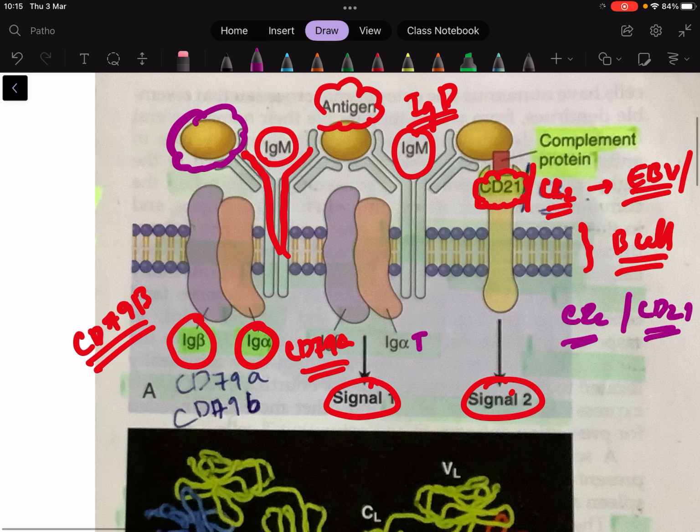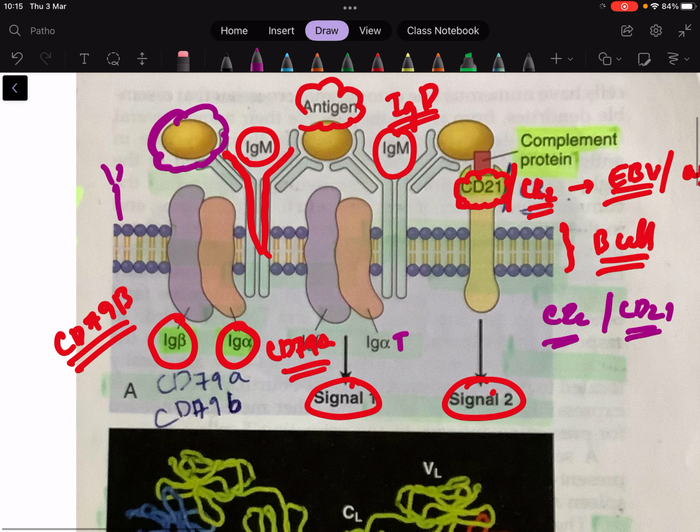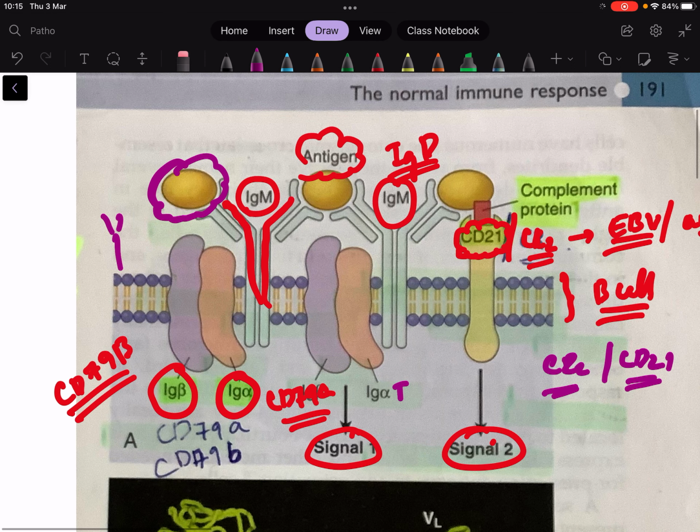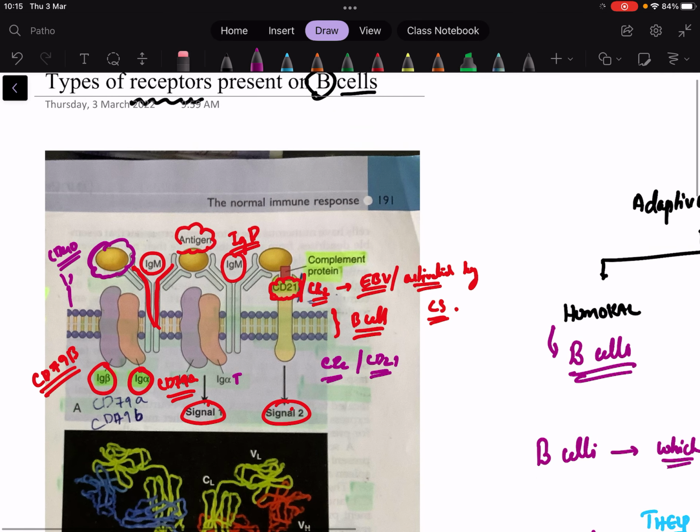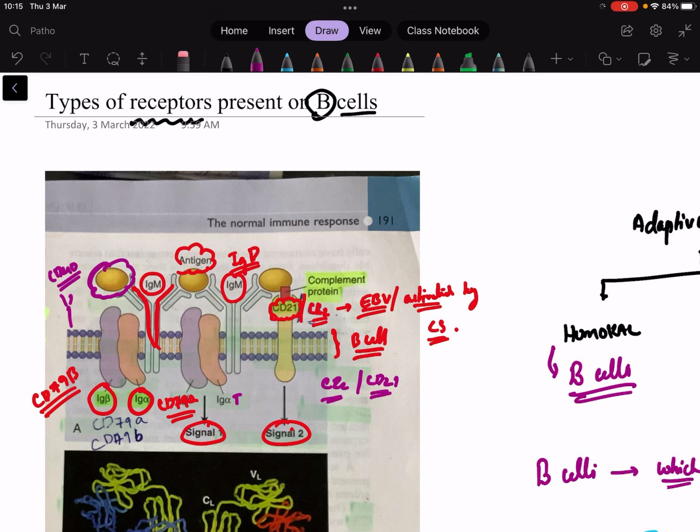Now where is the CD40 given? CD40 is not given in this image, so sorry for that. But basically CD40 is also present on your B cell receptor. So that was about the types of receptor present on the B cell. Thank you.